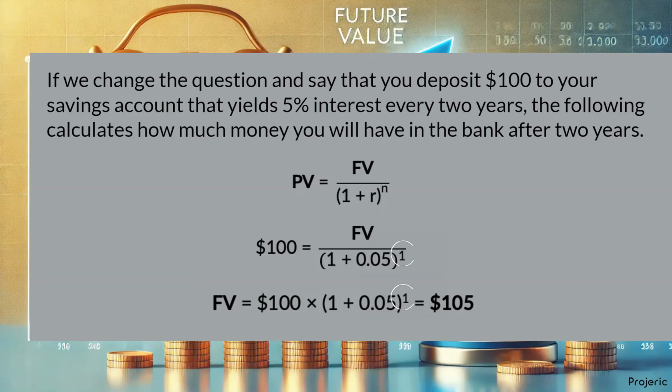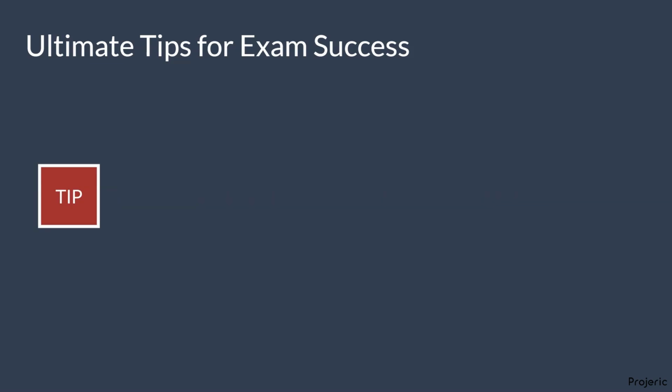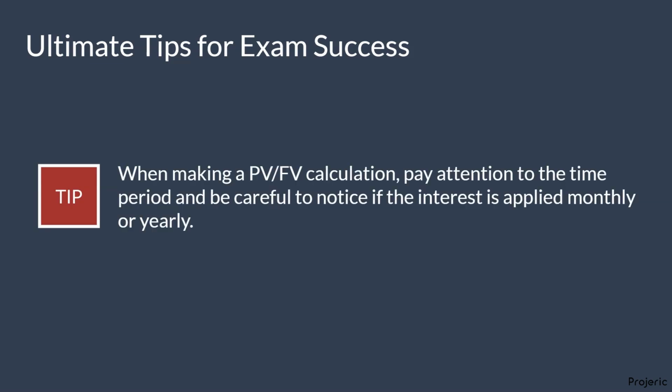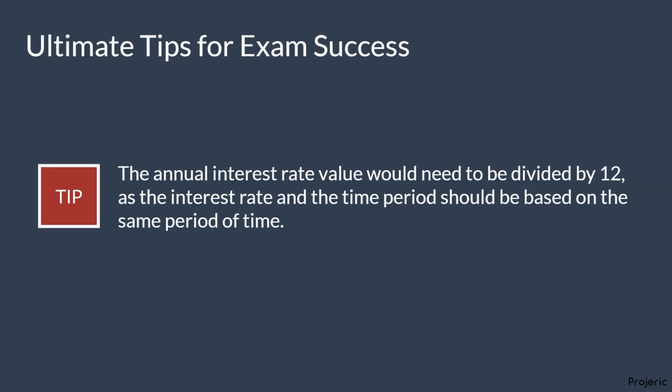With that being said, let's take a look at the ultimate tips for exam success. Know the formula of present value and future value. When making a PV-FV calculation, pay attention to the time period and be careful to notice if the interest is applied monthly or yearly. If the interest is applied monthly, the time period, the N value for 1 year, would be 12. The annual interest rate value would need to be divided by 12, as the interest rate and the time period should be based on the same period of time.